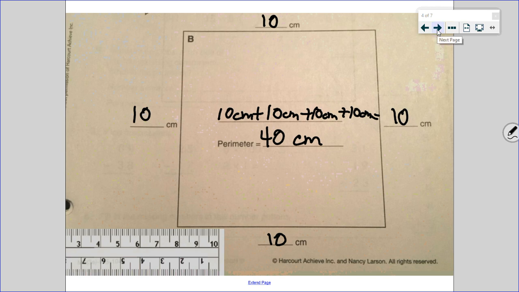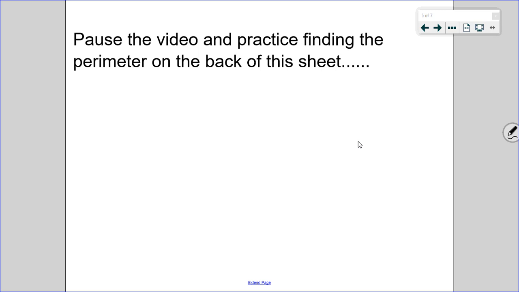Good job. Now, pause the video if you need to, and I want you to practice finding the perimeter on the back of this sheet. You have a rectangle on the back, so if you need to, pause the video, and try to find the perimeter on your own.